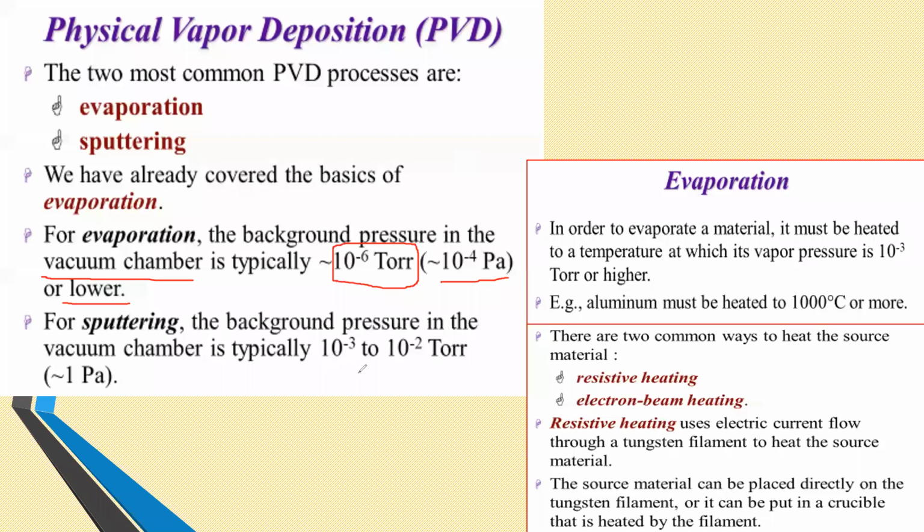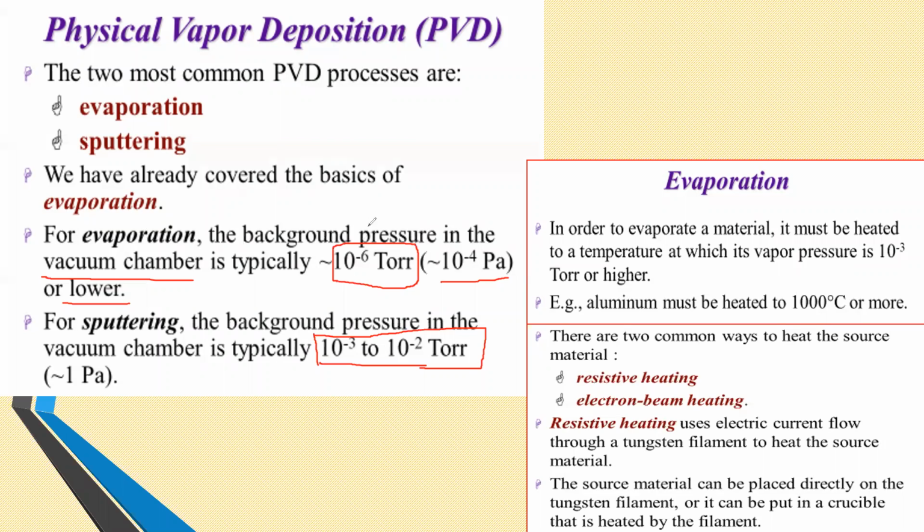And in the other section, for sputtering purposes, the background pressure in the vacuum chamber is typically around 10 raised to minus 3 to 10 raised to minus 2 torr. That much vacuum is enough to start the system. Which system? Ion sputtering, not thermal evaporation. It might be asked in the last examination or an internal examination, or in a multiple choice question, the difference between this point.